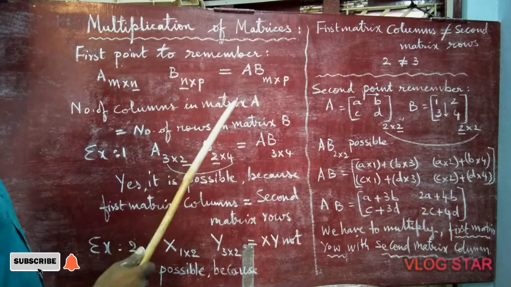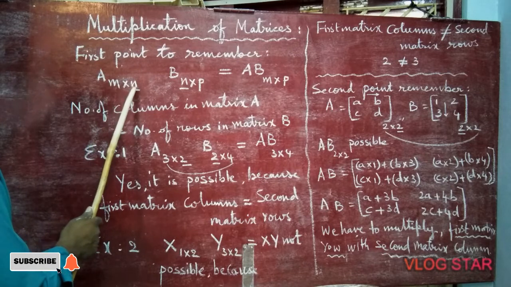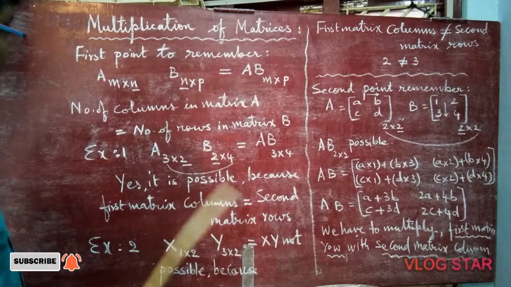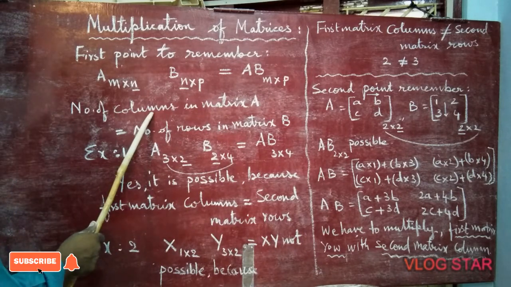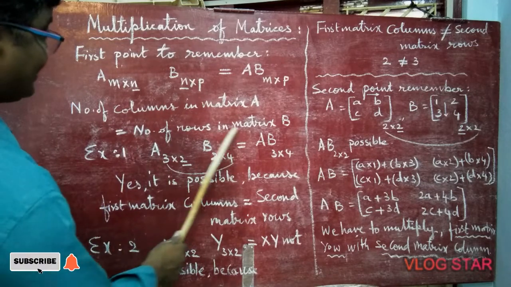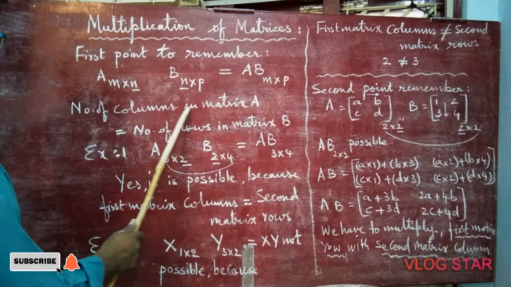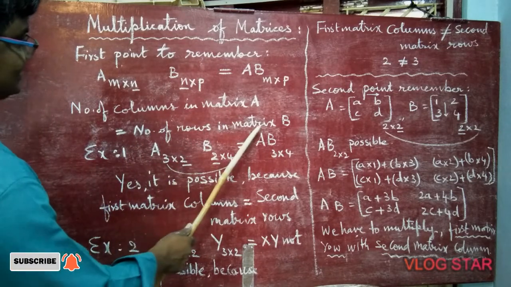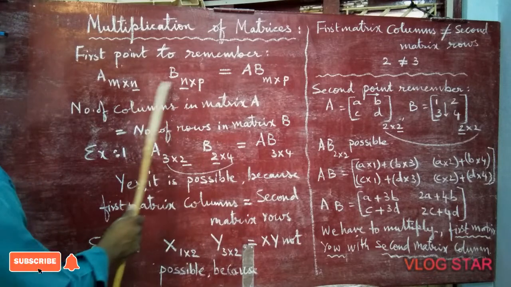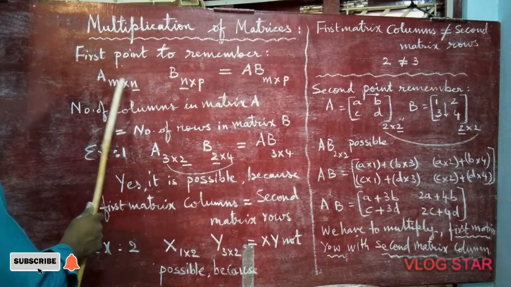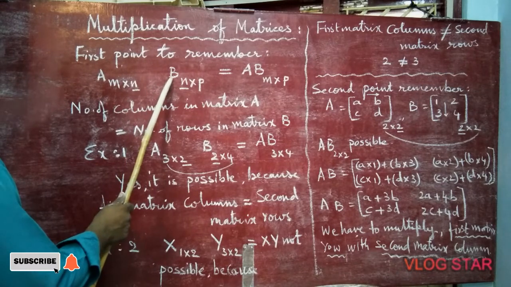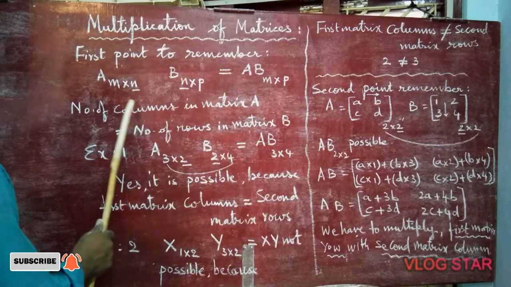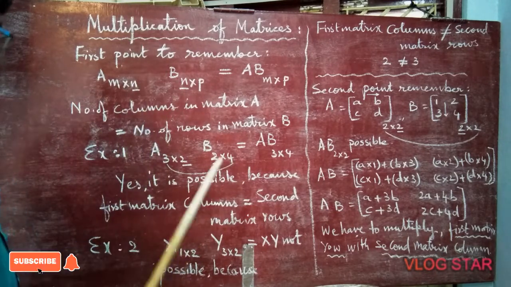When is it possible? The first matrix column should be equal to second matrix row. Repeat, all of you. The first matrix column should be equal to second matrix row. Here see, the number of columns in matrix A, n, is equal to the number of rows in matrix B. It should be equal. Columns, rows equal. First matrix, second matrix.